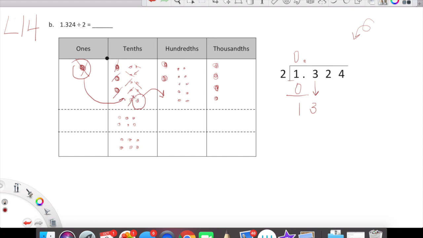2, 4, 6, 8, 10. It is no longer a tenth. It is now 10/100. Okay. So then let's go over here and think about what it looks like in the standard algorithm.